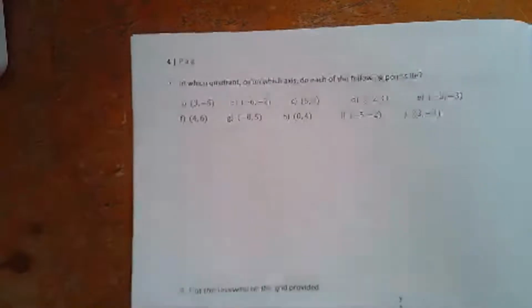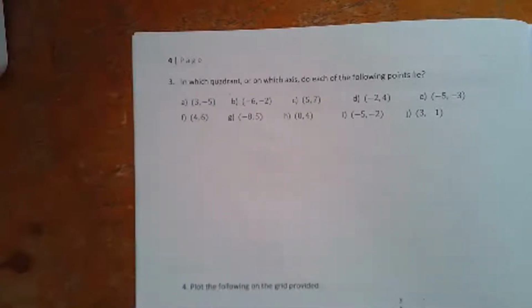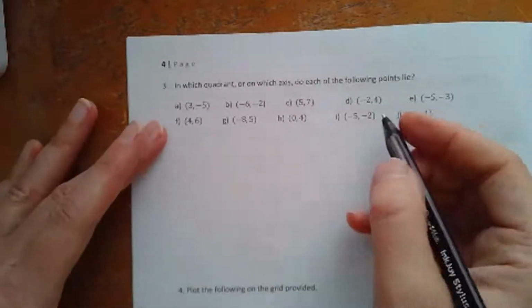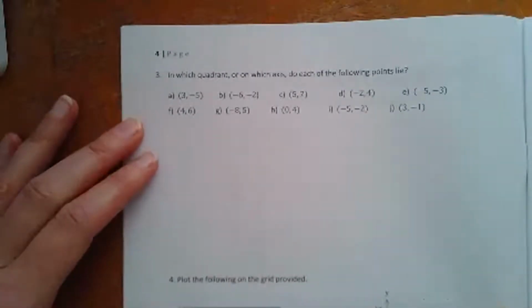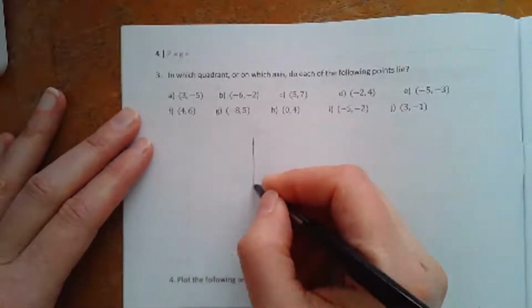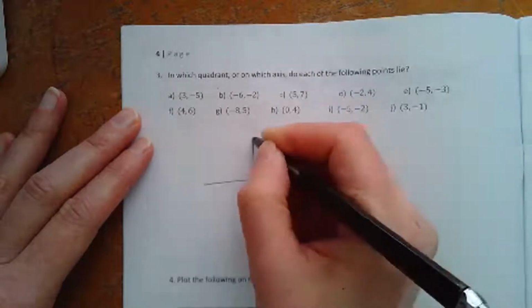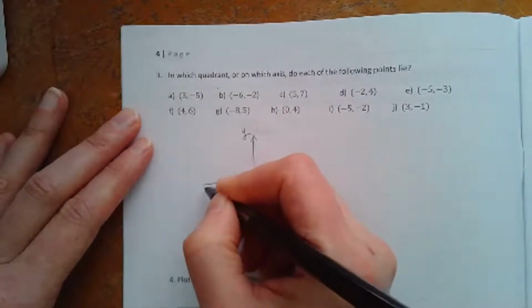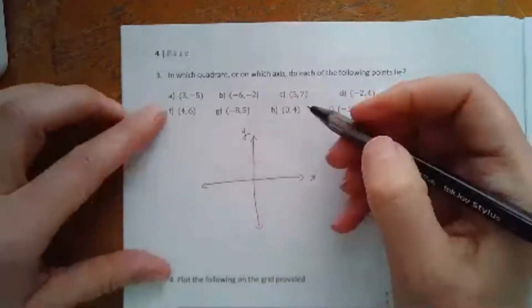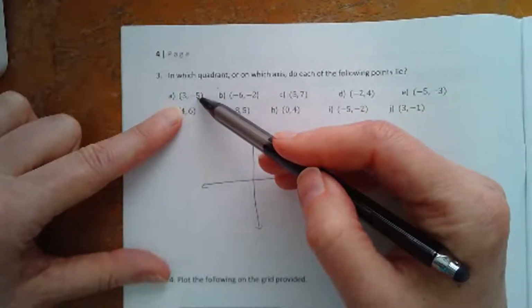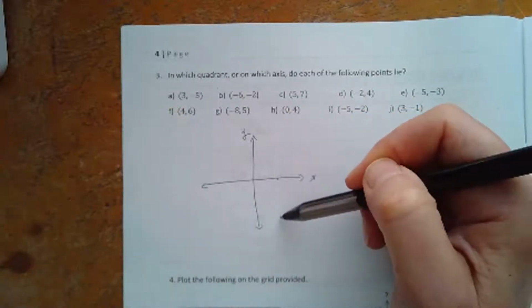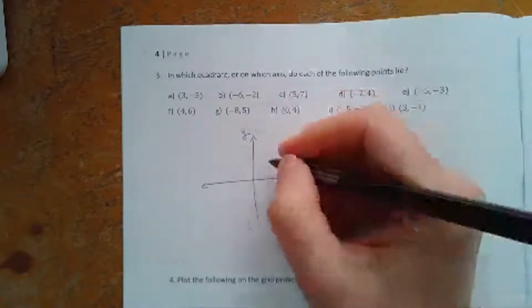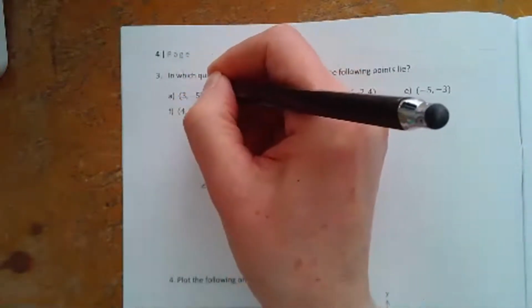Let's keep going on. In which quadrant or in which axis do each of the following points lie? Now, you have to either trust your memory or flip back and forth, or I could look at this grid down here, right? Or I could do a quick grid here. So this is the x-axis, this is the y-axis, right? I know this is 0. So if x is positive and y is negative, so x would be positive, but y would be negative. So remember, that's down in quadrant 4.